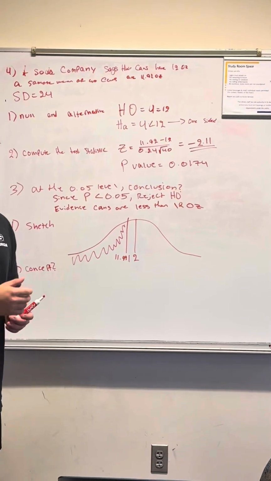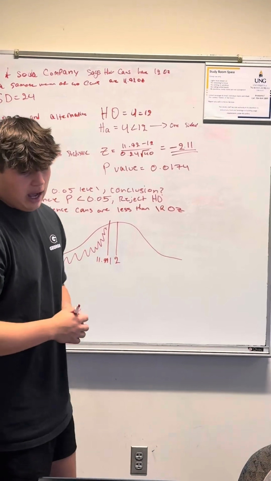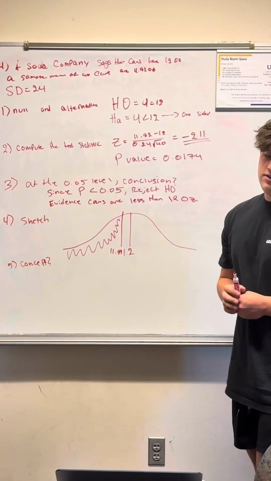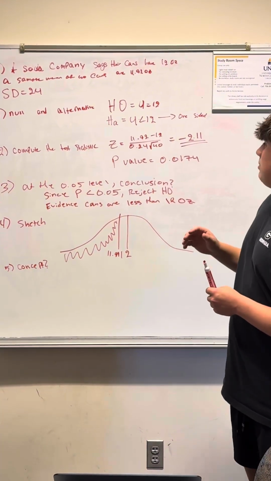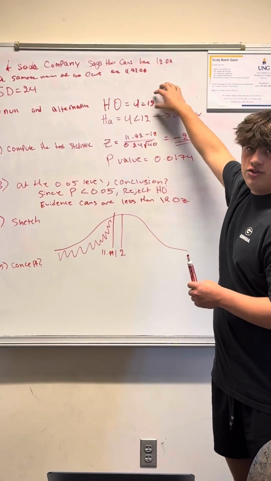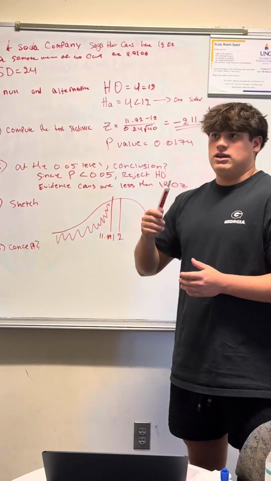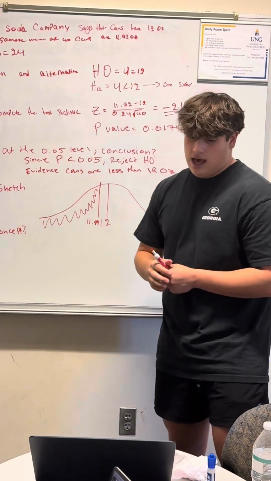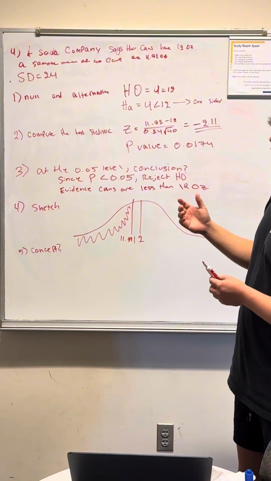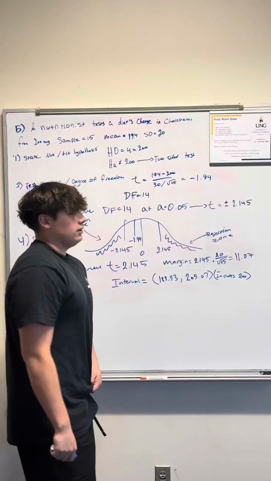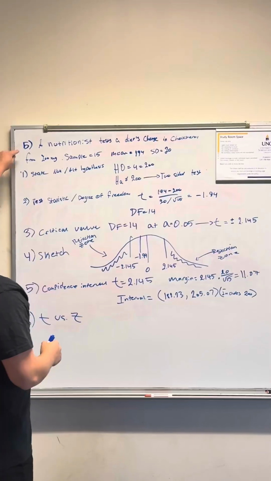And then number 5 is asking us for a concept. And the concept for the p-value is that it is the chance of getting a result this extreme if our null hypothesis is true. But a smaller p-value means there is more evidence against our null hypothesis. All right, last problem, number 5.